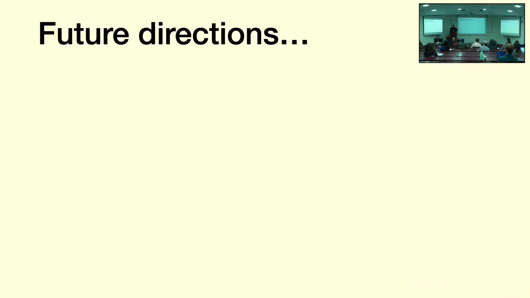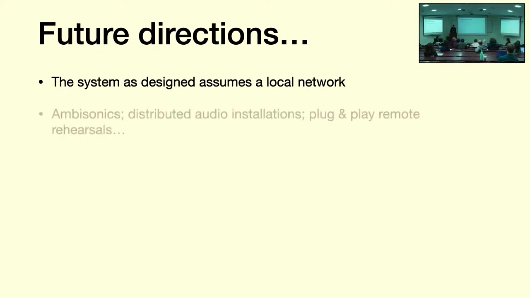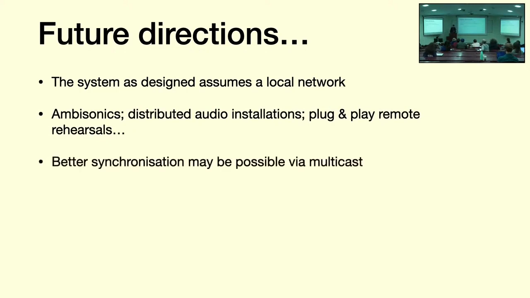So let's see, there's more that could be done here. For one thing, the system is designed to assume a local network, but this platform, the JackTrip client on a microcontroller, could be used for things like, as described earlier, remote rehearsals, or creative installations, these sorts of things. There are other spatialization techniques, ambisonics, for example. Better synchronization could be possible via multicast.